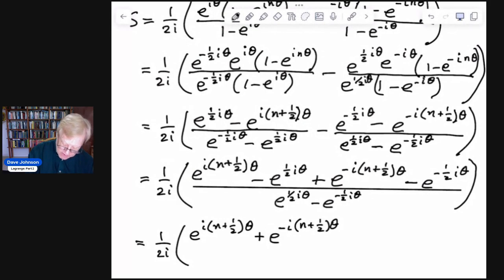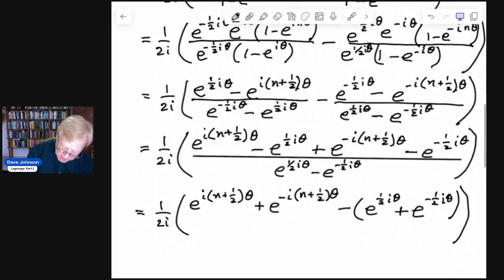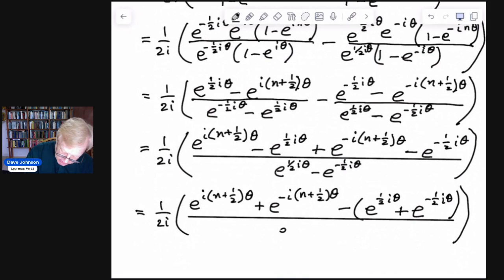So combining the terms that involve the n and the exponent, plus, so minus actually, e to the 1/2 i theta, and go ahead and factor out that minus sign again. I guess I didn't need to distribute it. Plus e to the negative 1/2 i theta. And then downstairs, we still have our same denominator, e to the 1/2 i theta minus e to the negative 1/2 i theta.